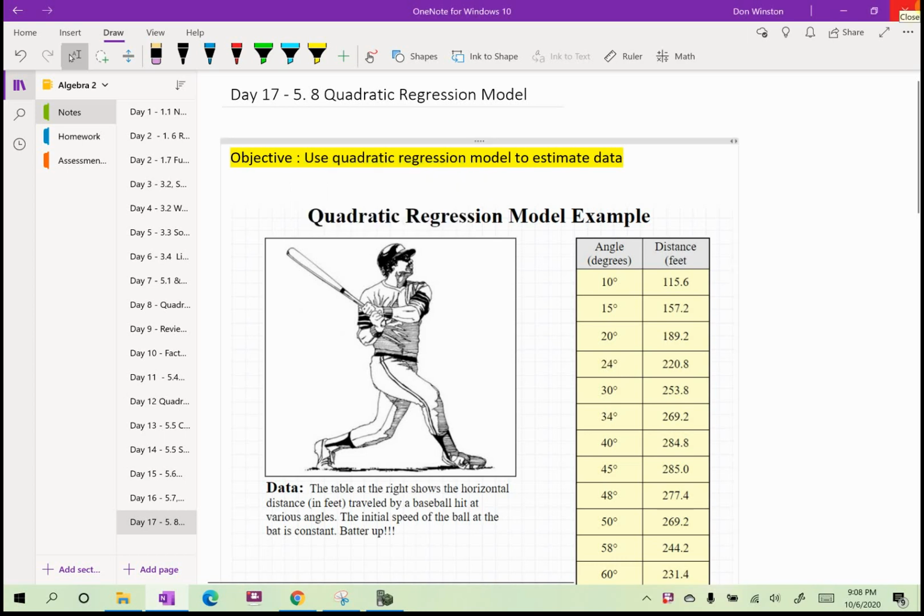Okay, hello everyone. Good news. This is the last lesson of trimester 1.1. Today we'll take a look at generating quadratic regression models.